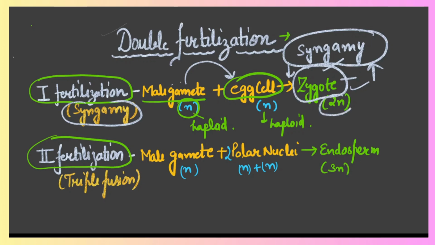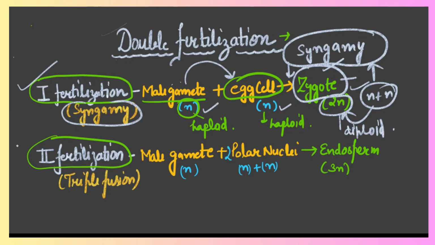Now, what is the ploidy of the zygote? The male gamete has N, the egg cell has N, so N plus N will form 2N. Is it clear? So the ploidy of the zygote is diploid. This is fertilization 1.